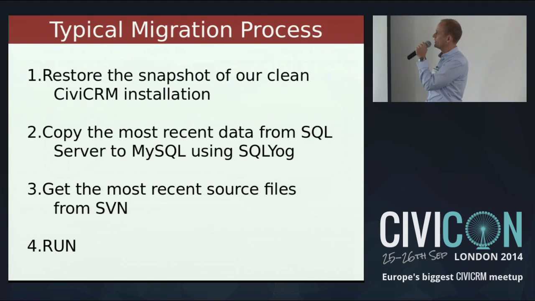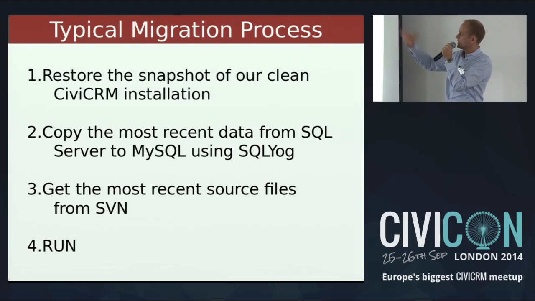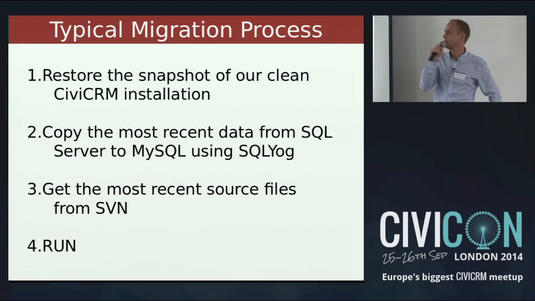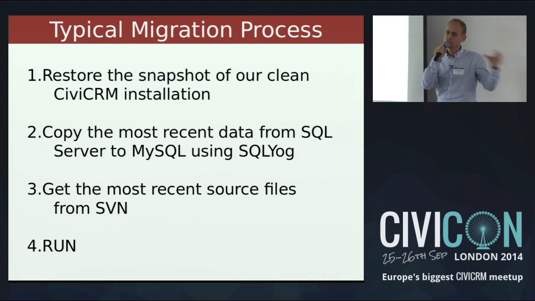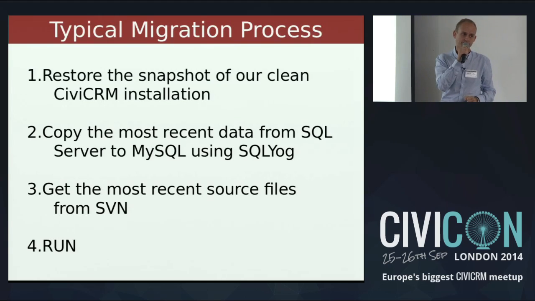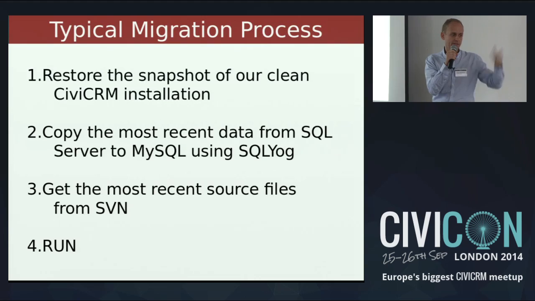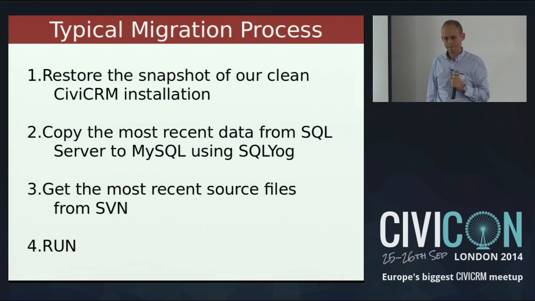So a typical migration process looked like this, four steps. We restored our clean snapshot from Hyper-V. Using SQLyog, we copied the most recent data from the old system to that local MySQL database. Then we pulled our most recent source files from Subversion, and then we hit run. And then the data was migrated. We could test it, make some changes, and then upload our changes back to Subversion and start all over.